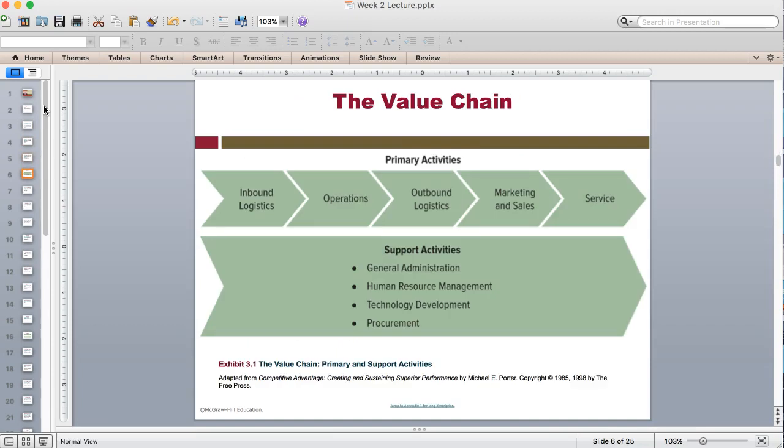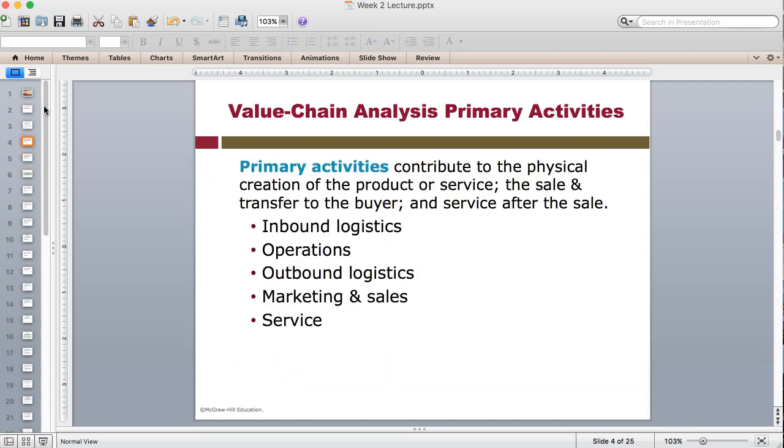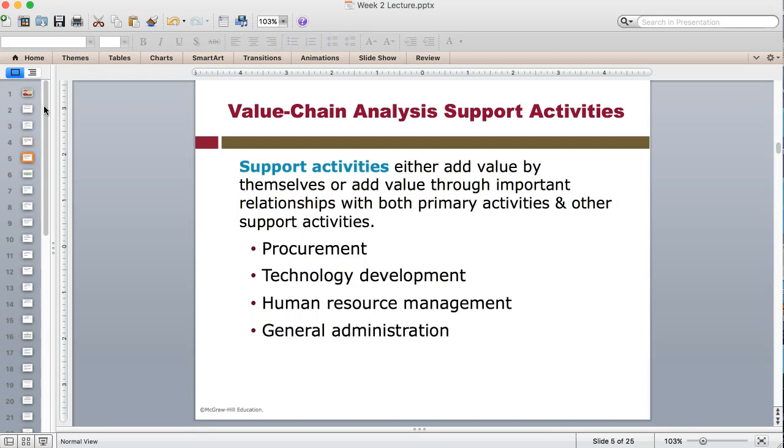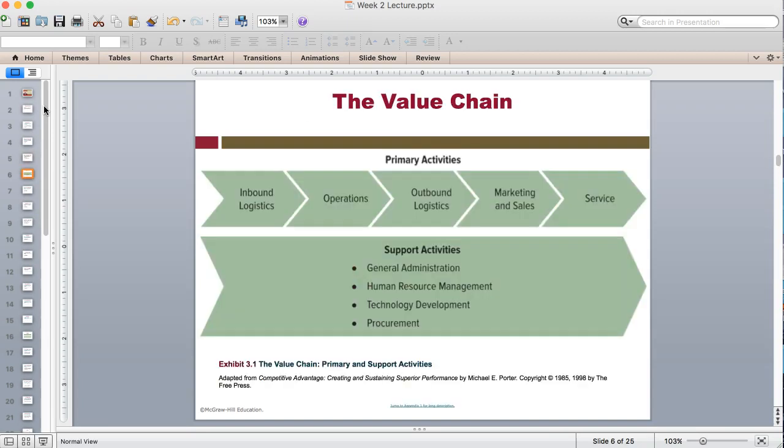Now we're going to build this chart. We're going to look at the primary activities. And this is the definition: they contribute to the physical creation of the product or service, a sale, and service after the sale. The support activities are more overhead type activities. They are supportive. They include things like procurement, technology development, HR, and administration.